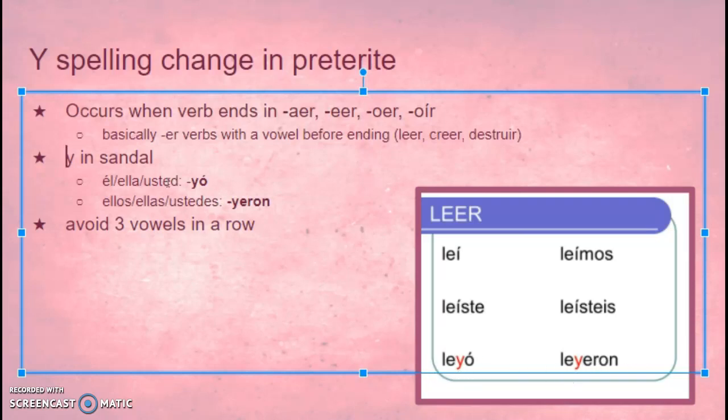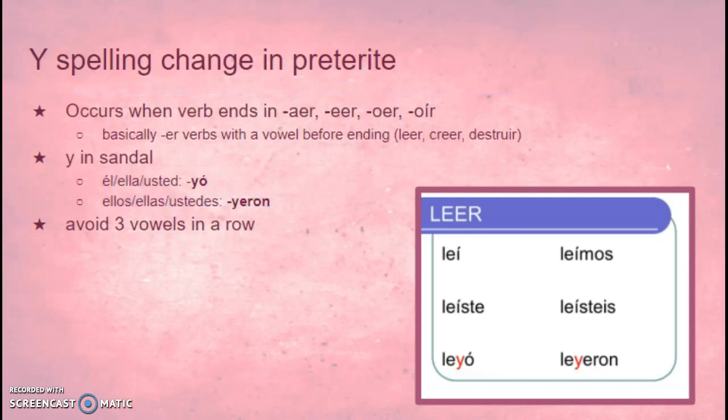And that happens because we don't want to have three vowels in a row, because otherwise it would go E, I, O, and then E, I, E. That's too many vowels in a row for Spanish, so they changed the middle vowel I to a Y. So that is everything. We've learned how to conjugate stem changing verbs in the preterite, and now a Y spelling change.